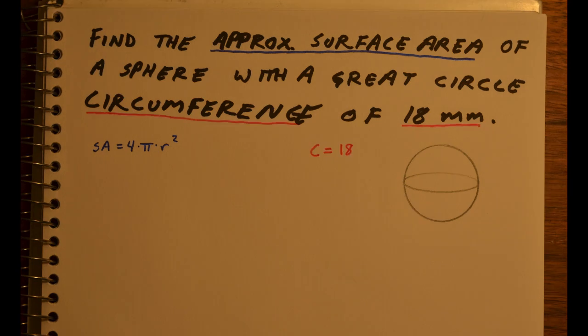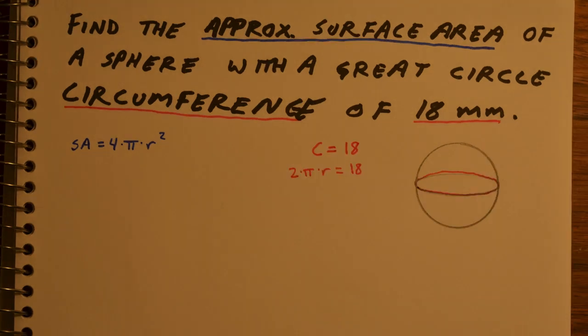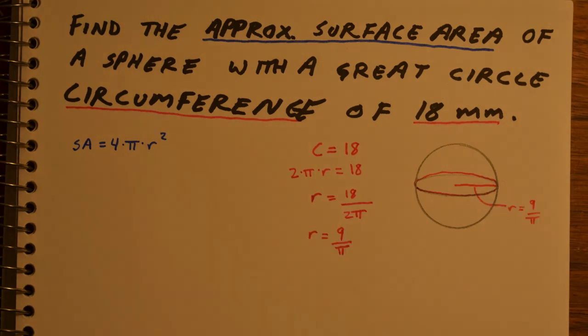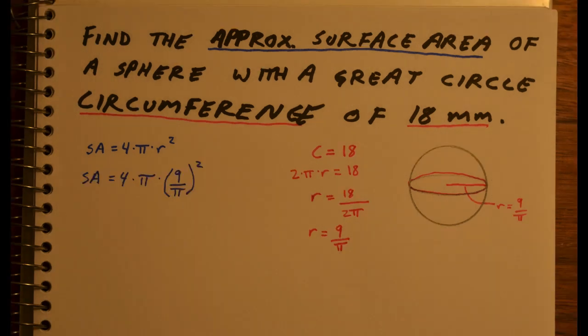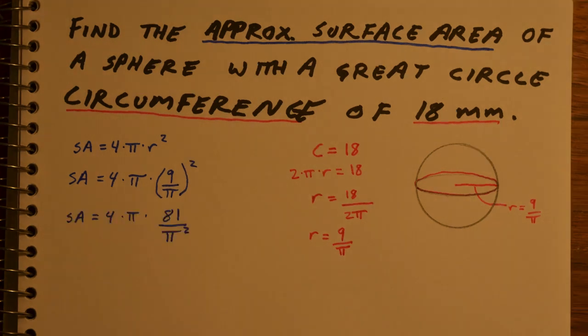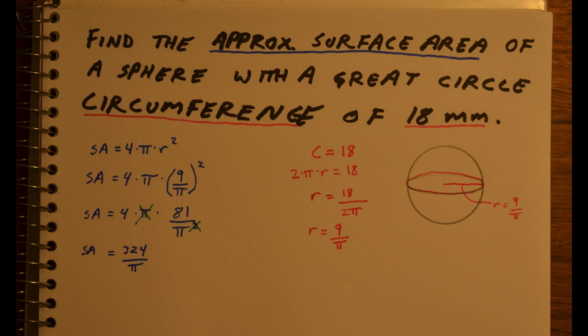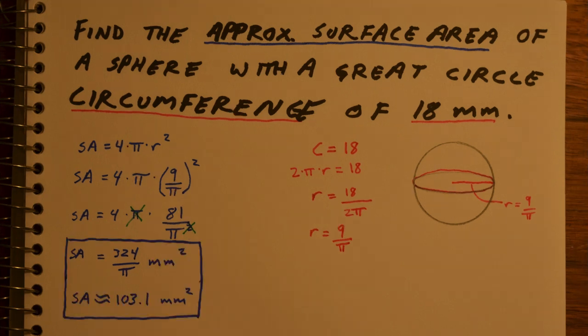We're given the circumference, and from the circumference you can back out the radius from the circumference formula. So we'll divide by 2 pi, and then you can simplify that fraction. We know the radius is 9 divided by pi. So we'll sub that into our surface area formula. 9 divided by pi squared is 9 squared over pi squared. And I see I've got a pi divided by pi. And so the exact surface area would be 324 divided by pi square millimeters, or in approximate form about 103.1 square millimeters.